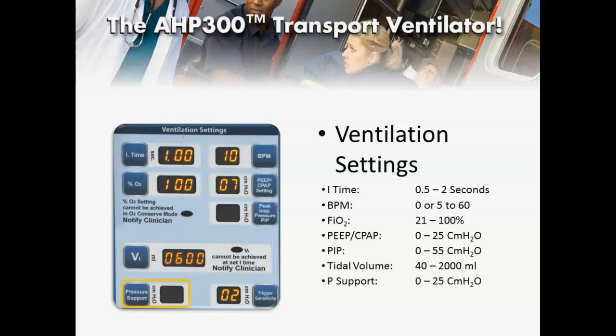In the bottom left corner, you will find the pressure support field. This is available in SIMV modes and in CPAP mode and allows the user to select between 0 to 25 centimeters of water. Finally, on the bottom right, you will find the trigger sensitivity field, which can be adjusted from -5 to -1 centimeters of water. As you can see, this panel is very much what you see is what you get and is very simple to use.